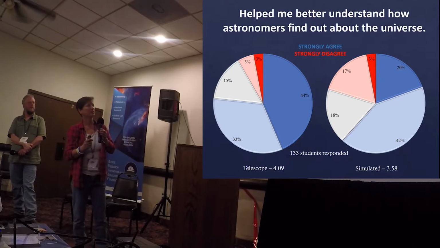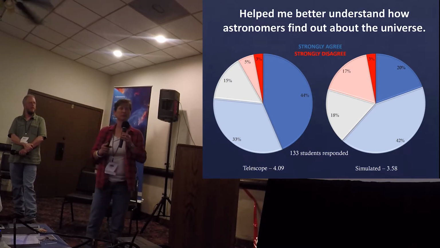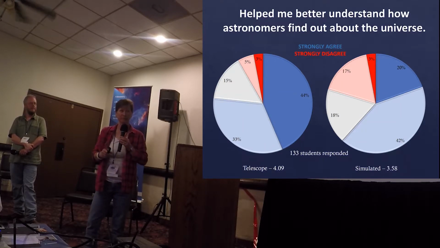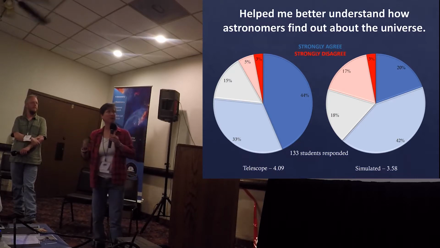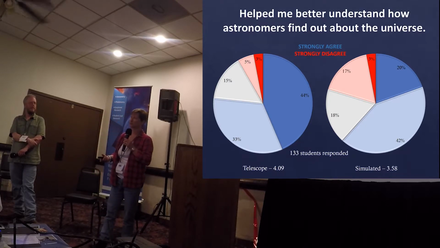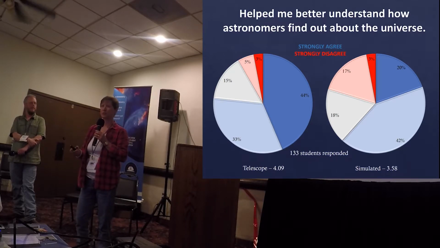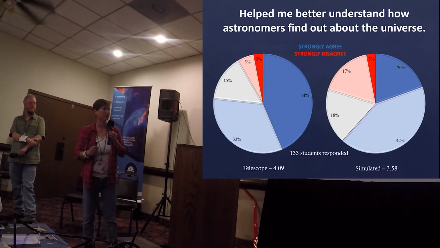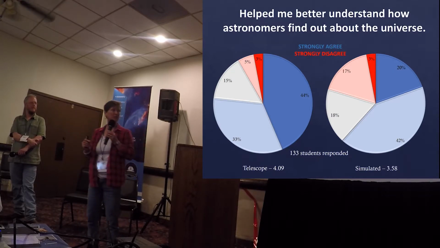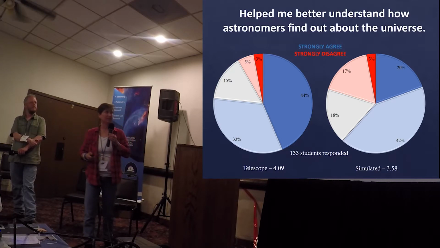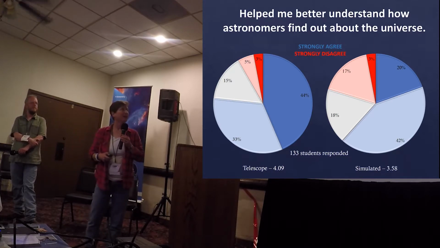With the telescope, very few students disagreed that getting a 5-second view of Saturn helped them understand how astronomers find out about the universe. They agreed that 5 seconds at the eyepiece gave them a good feeling for how astronomers find out about the universe. And when they looked at the simulations, they were slightly less inclined to think that helped them understand how astronomers find out about the universe. That was pretty consistent.